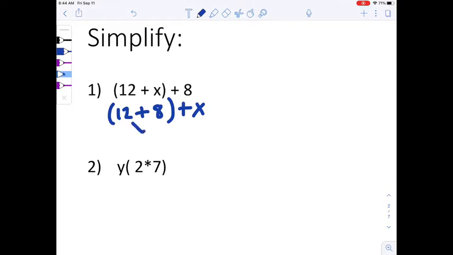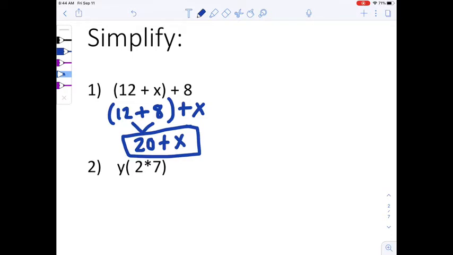Then I'm going to solve this. I have to do parentheses first, 12 plus 8, which is 20, and then I have plus x. I can't combine those. They're not like terms, so that is my final answer. Box or circle it.